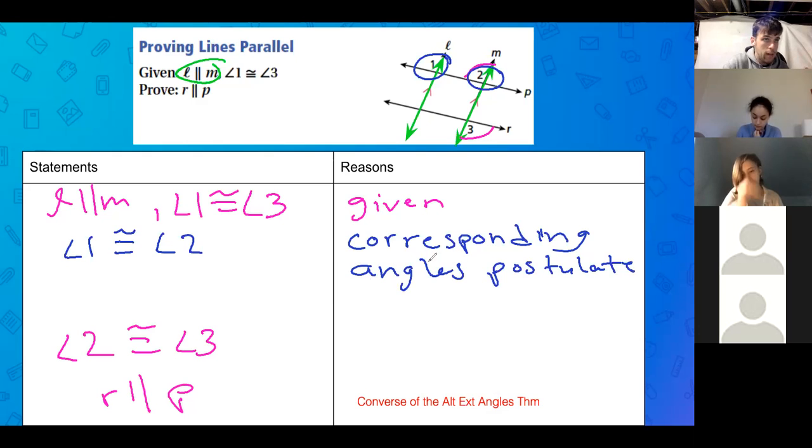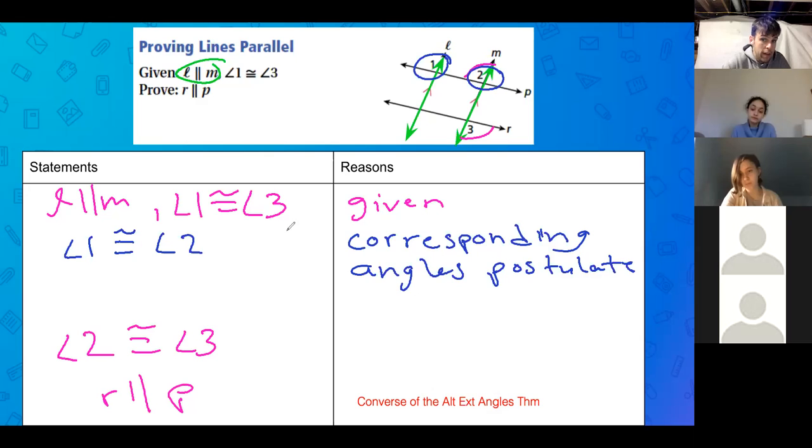I'm going to write the whole thing out. You could probably just tell me that they're corresponding angles. The only reason I'm allowed to say this, again, I keep reiterating this, but this is important, is because L and M are parallel. If I didn't know these were parallel, I could not connect that using this postulate. And likewise, I am not able to connect these because P and R are not parallel.